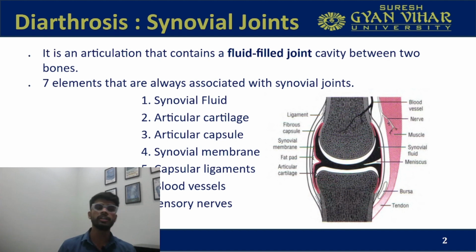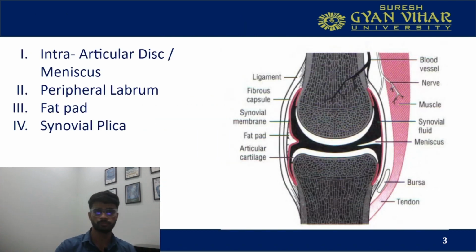We have already discussed about the diarthrosis joint, which are also called as synovial joints, and what are the 7 elements that are always associated with the synovial joints. We are aware of them because we have read this in the previous lecture where we have described the type of joints. If you have not seen that video, then you can click the I button right now that is on your screen and watch that video so that you can understand this lecture better.